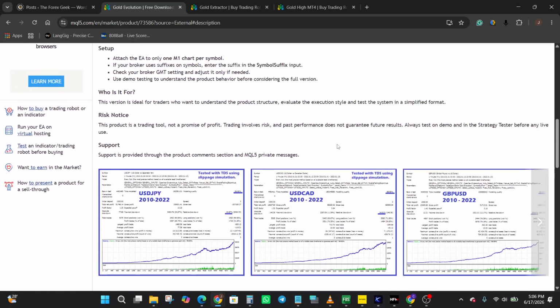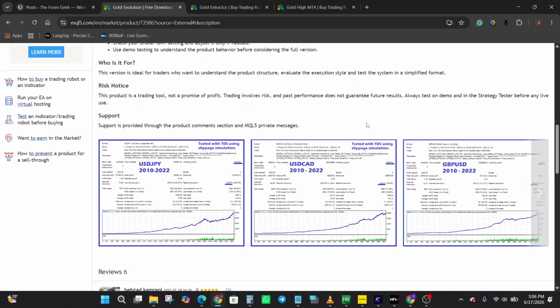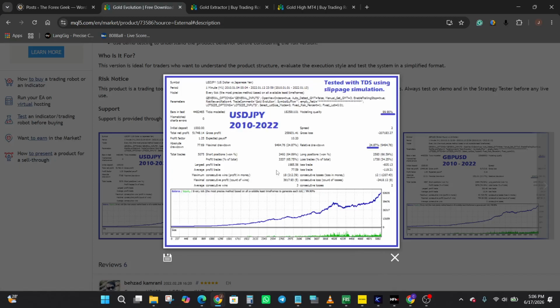When reviewing any historical testing results, it is important to remember that we are looking at historical analysis rather than future expectations. Backtesting allows us to see how an expert advisor responded to previous market conditions, but it cannot predict future performance. So let us start by looking at the provided information here. I can see USD JPY 2010 to 2022. Initial deposit $1,000, total net profit over $51,700. And then total trades 5,075, profit trades were 3,337 with a 65.75% win rate.